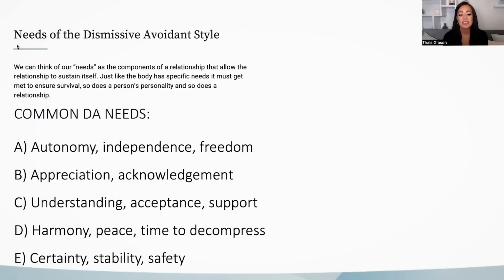Then in relationships, they tend to look for somebody who values harmony and peace, and they really like having their time to decompress. So we'll see dismissive avoidants really look for harmonious relationships. In fact, relationships that are really roller coastery or volatile can cause a dismissive avoidant to feel really shut off and can cause them to have a hard time investing in the relationship because they feel this sense of, ouch, this relationship hurts. It's hard on me. It's difficult to open up. So we'll see these really important components.